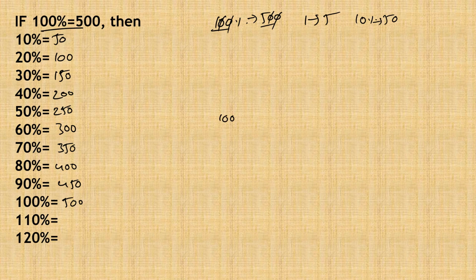100% is 500 and 10% is 50. 110% is 550. Or you can check here, 110% is nothing but 10 into 11, that means 11 into 50 is equal to 550. 12 50s are 600. That's it.